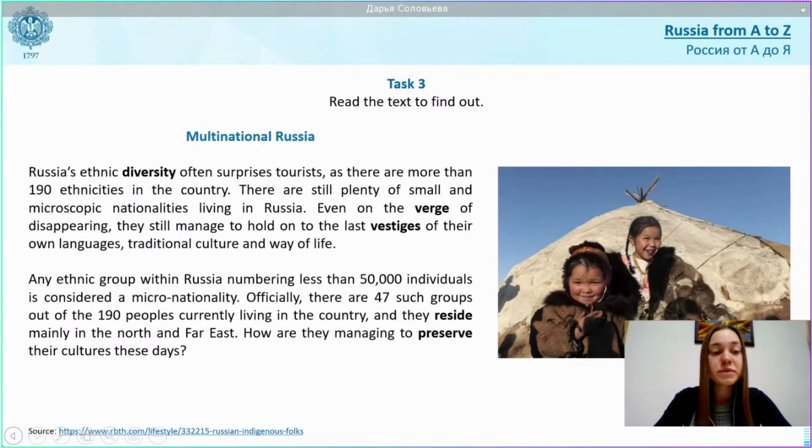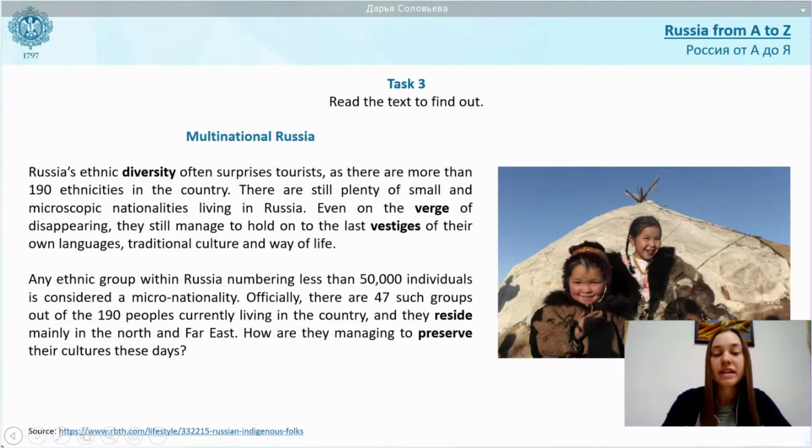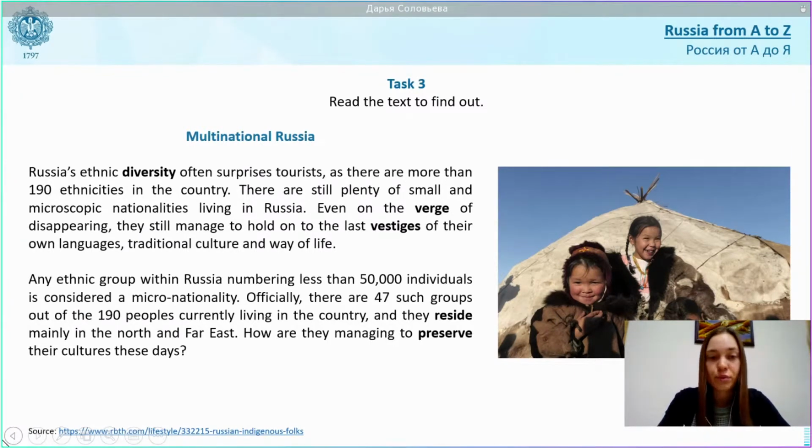Any ethnic group within Russia numbering less than 50,000 individuals is considered a micronationality. Officially, there are 47 such groups out of the 190 peoples currently living in the country, and they reside mainly in the north and far east. How are they managing to preserve their culture these days? Let's look at the words involved.